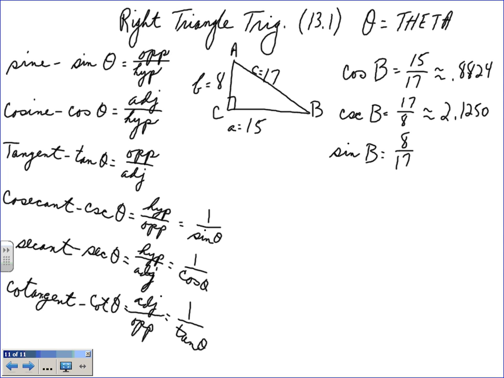All right. This is how you're going to be doing problems 8 through 31 on your homework. So it kind of gets you used to these ratios, these sine ratios, cosine, tangent, cosecant, and so on. Easy enough, I think. All right.